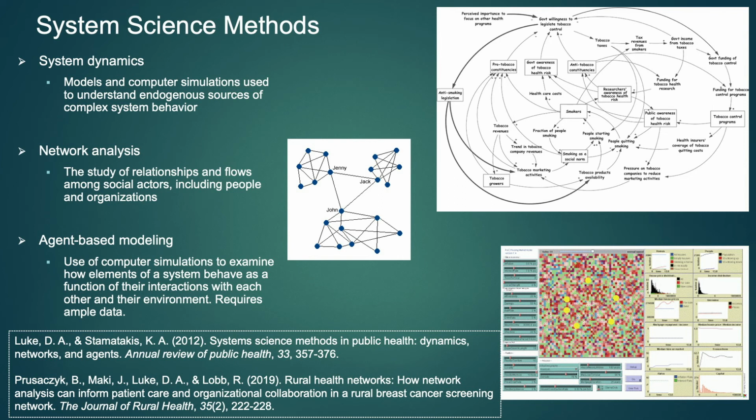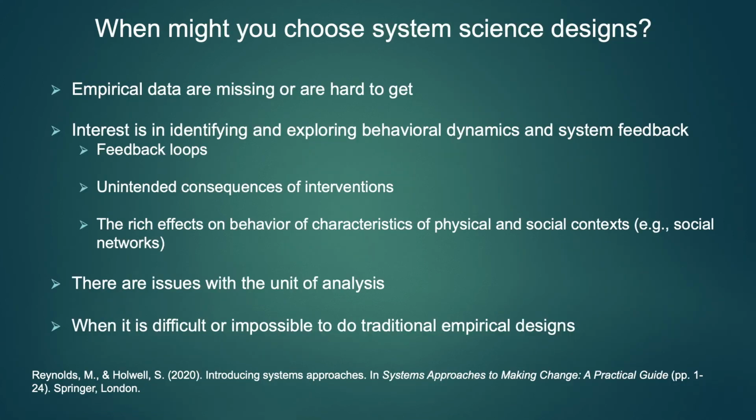So complex environments. I just wanted to highlight these as something to take a look at, especially where you have complex dynamic systems that you want to understand that may be nonlinear, and your question may not revolve around a hypothesis test per se, but may have to do with understanding processes and outcomes. So you might consider these computational modeling designs when empirical data are hard to get, but the interest is more in identifying and exploring behavioral dynamics and system feedback, or there are issues with units of analysis, or when it's difficult or impossible to do traditional empirical designs. These offer alternatives for situations where you are interested in the dynamics of interactions of a process.